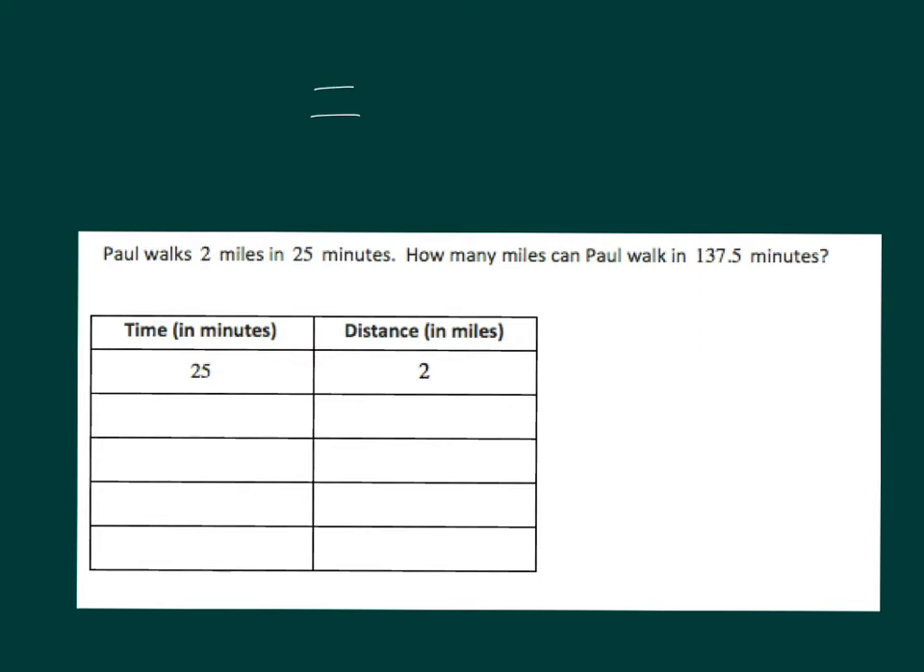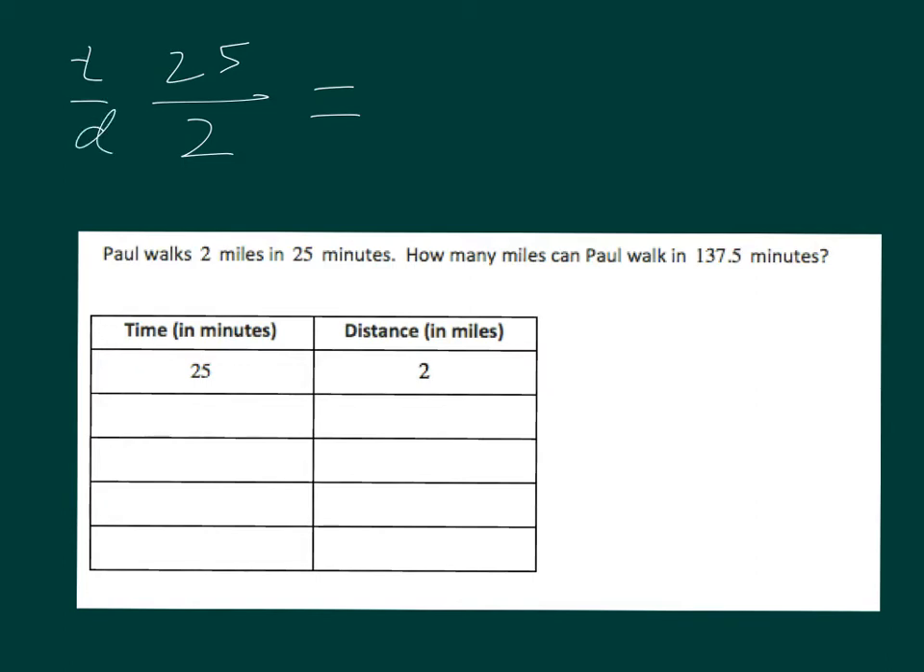So I'm going to start by putting his time over distance, or we could do distance over time. It's up to you guys. So we could do 25 minutes for every 2 miles. So that's the time, and I'm just going to put a T over D to represent time over distance.